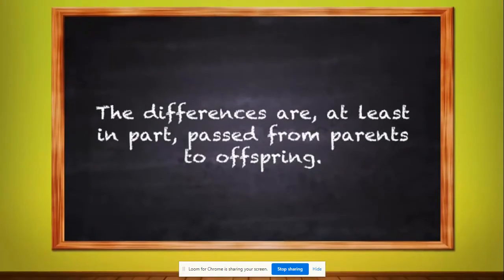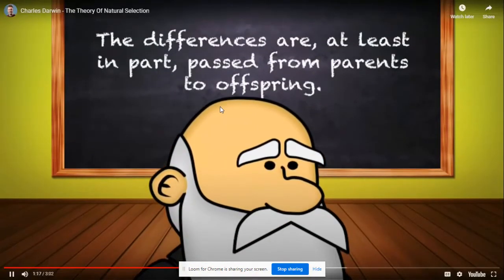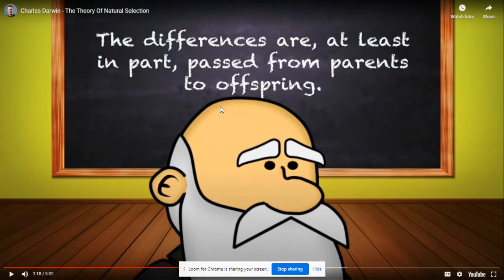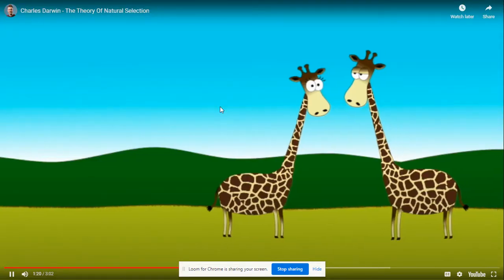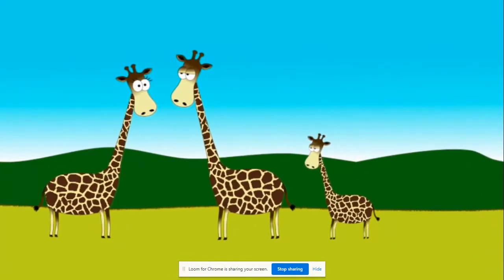Condition number 2. The differences are, at least in part, passed from parents to offspring. Inherited traits. Passing on parents' traits to their babies. Darwin's descent with modification is the idea that offspring are fairly similar to their parents with some genetic differences.